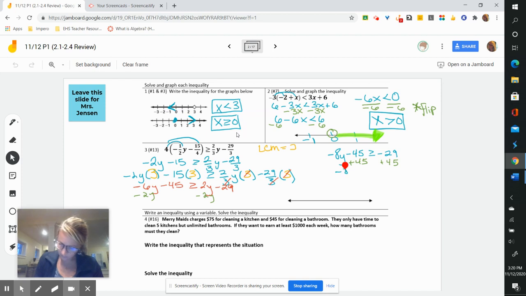Negative 8y is greater than or equal to positive 16. So right now we're multiplying y by negative 8. So we're going to divide both sides by negative 8. Now I divided both sides by a negative. So that's what makes it so I have to flip the inequality symbol. So it was greater than or equal to. It's now going to be less than or equal to.